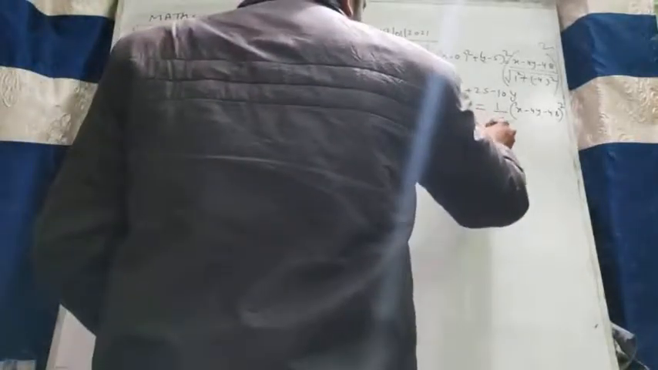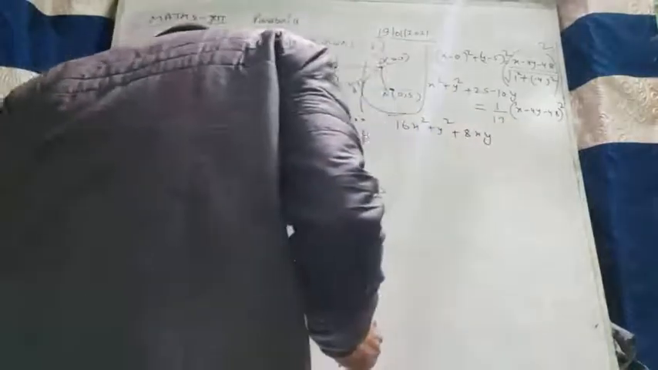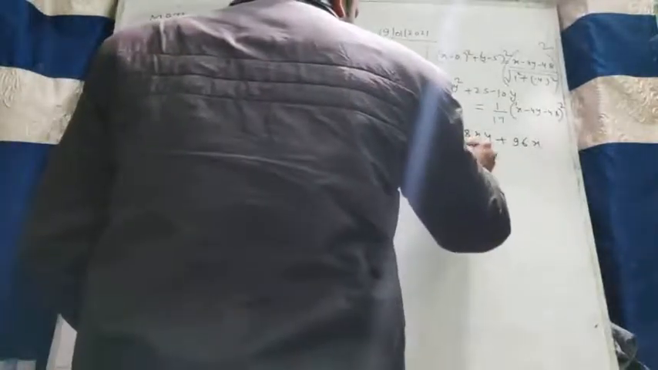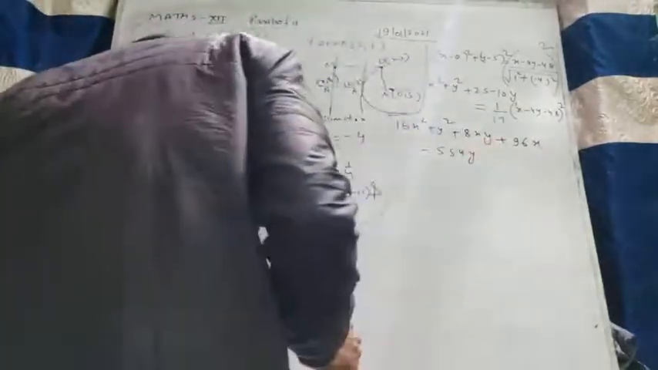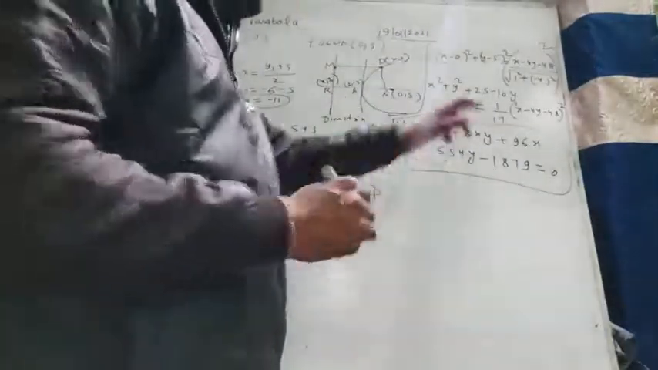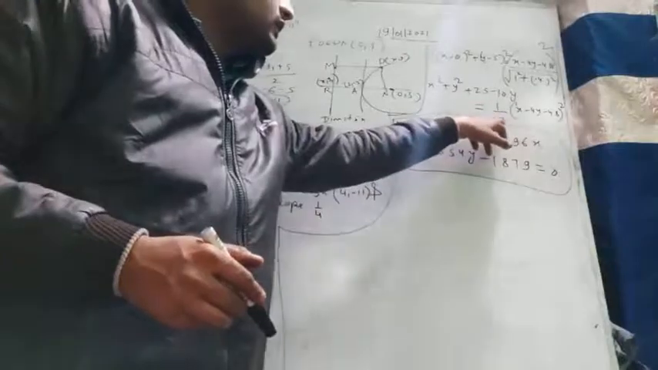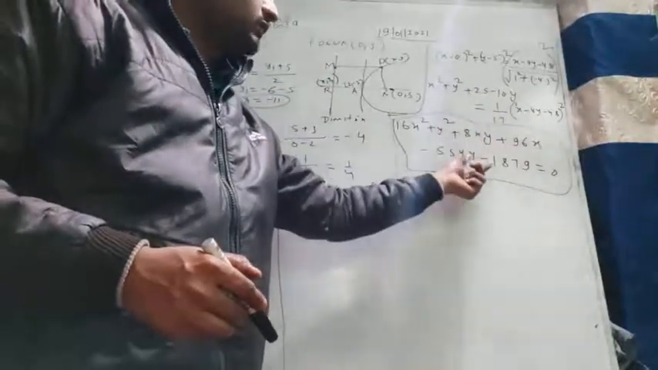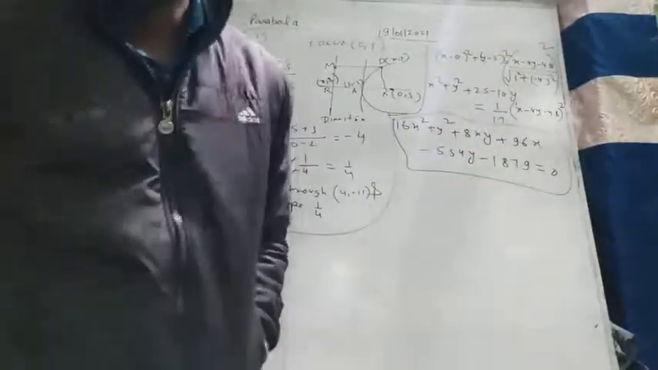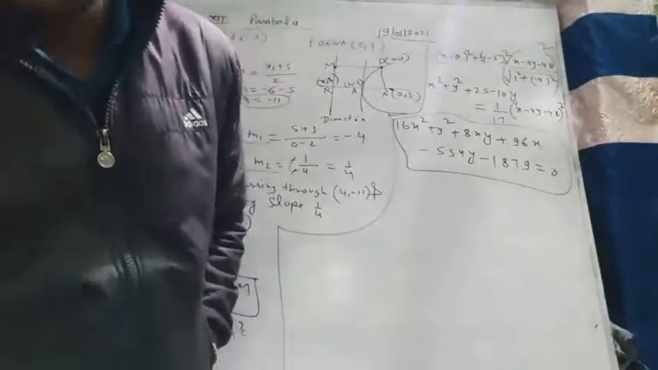plus 8xy plus 96x minus 554y and minus 1879 is equal to 0. This is, student, the required equation of the parabola. When we expand this and this and multiply by 16x square, after solving we get this result. I hope you understand, students.